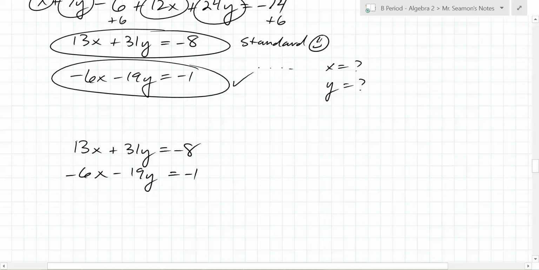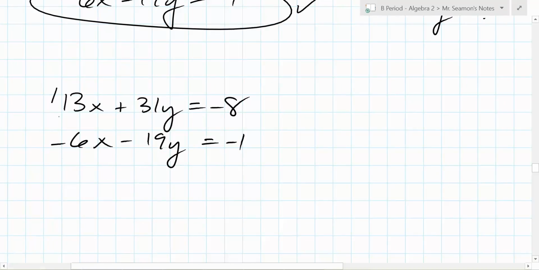If I wanted to use elimination on this one, what would you multiply the top one by, and what would you multiply the bottom one by? I would do 6 here and 13 there. Now, the number's a little big, yeah, but it could be worse. It could be a lot worse. Believe me, I should give you the really hard one.